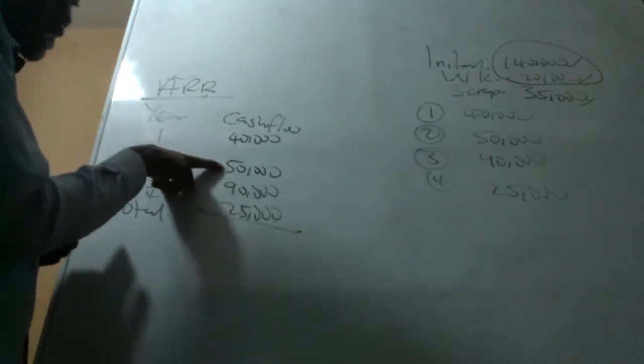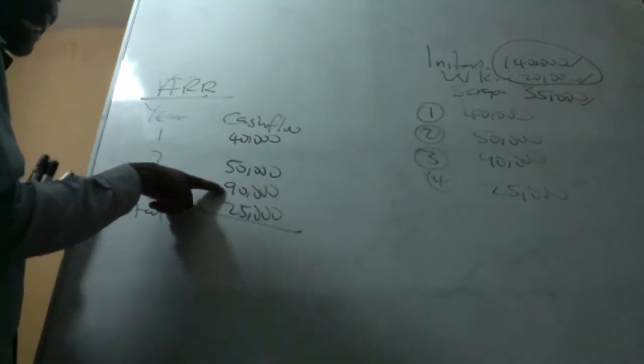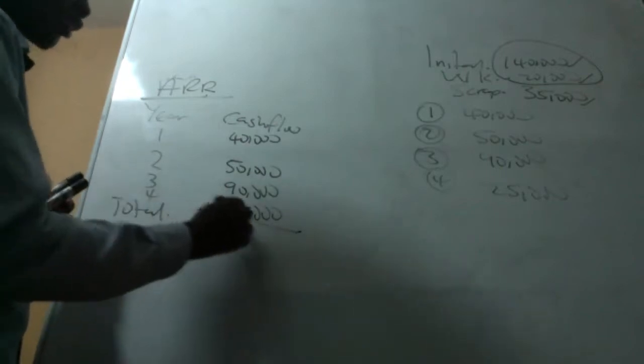Now, these are the cash flows according to the question. But for accounting rate of return, we don't need cash flow. So let's sum all up and get a total so that we can less the total depreciation from it. 40 plus 50, 90; 90 plus 90, 180; plus 25, 205,000. Now calculate the total depreciation.